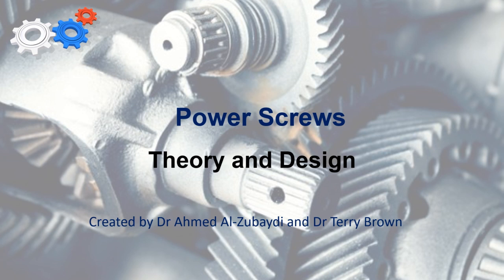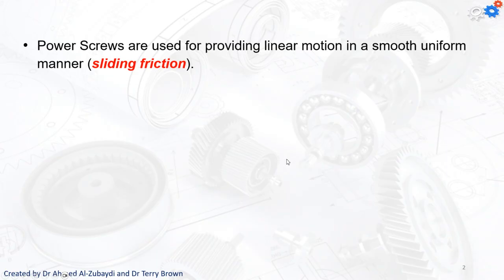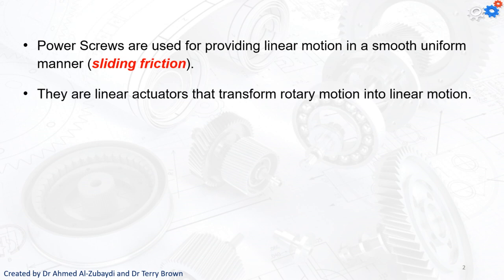So we start first with the definition of the power screw, and I think that's something that you already saw. Power screws are used for providing a linear motion in a smooth, uniform manner, through sliding friction. Every screw, when you turn it, is going to move. So you're going to change the rotation movement into a linear movement, and we're going to have the sliding friction to do the effect. So they are linear actuators that transform a rotary motion into a linear motion.